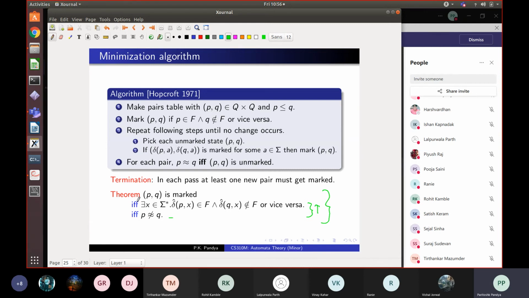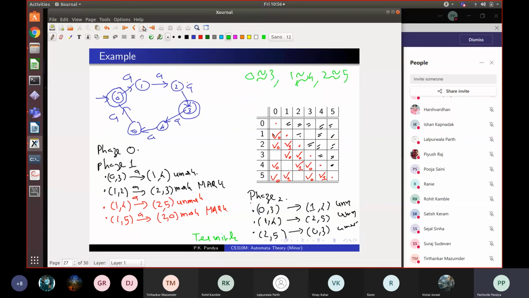This is an if and only if theorem. Basically, these two steps are just the definition. So to say that the first line implies the second line, this is an if and only if result. If the first line is true, we should prove that the second line is true, and vice versa. That is, if the second line is true, the first line is also true. This is what we want to prove, right? So we'll prove this theorem in two parts.